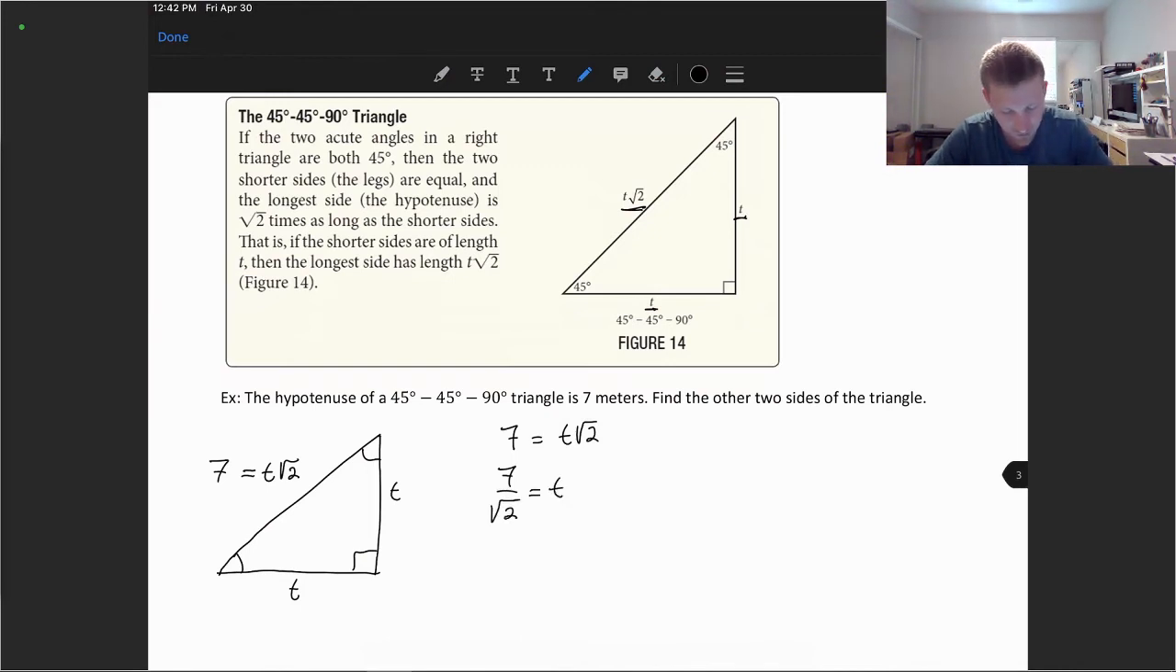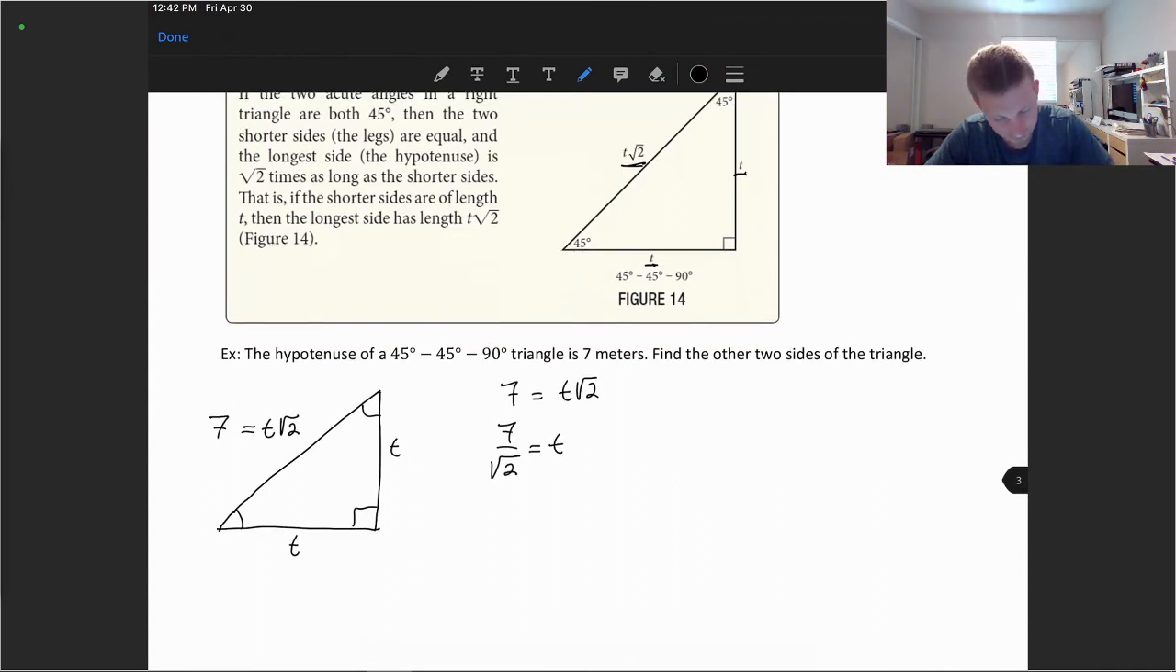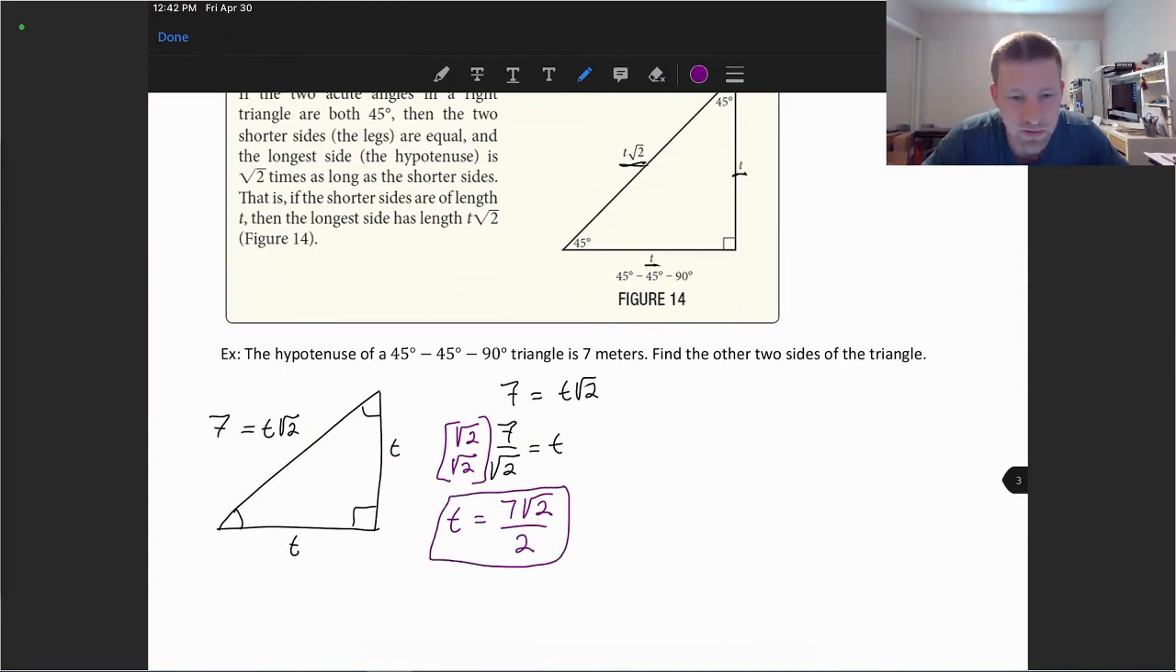Or if I consider rationalizing that denominator again, I can multiply by the root of 2 over the root of 2 to rationalize it. And so this will give us that t is going to be equal to 7 root 2 over square root of 2 squared, which will just give us 2. And again, we know that this is the same side for both of our side lengths, since this is a 45, 45, 90.